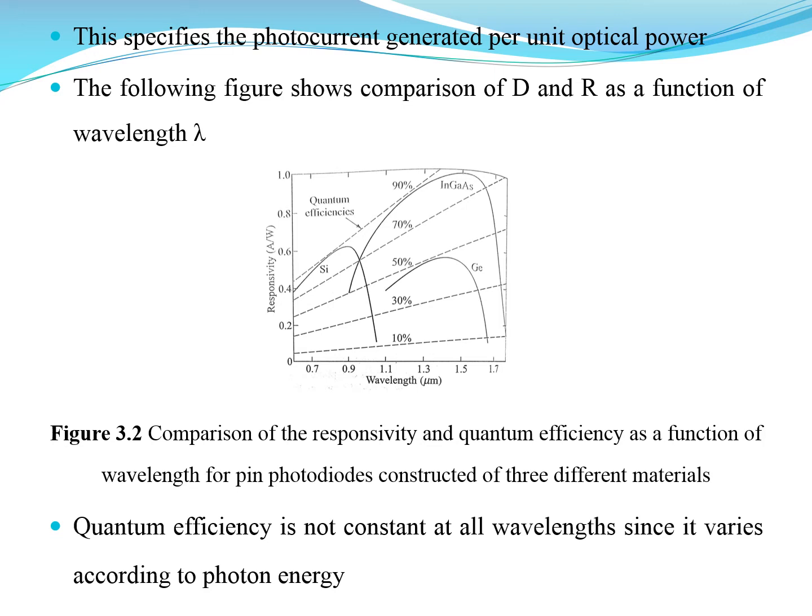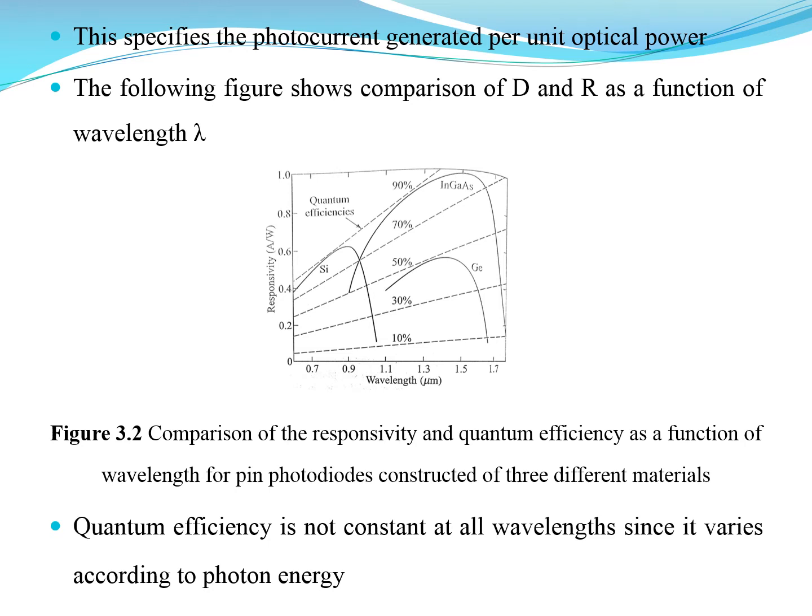So there should be a trade-off, a balance between all this, in selecting these materials for improving the thickness of the intrinsic layer or the depletion region. And quantum efficiency is not constant at all wavelengths. We can observe here that the quantum efficiency is not constant, and it varies according to the photon energy which is going to be falling on the photodiode.